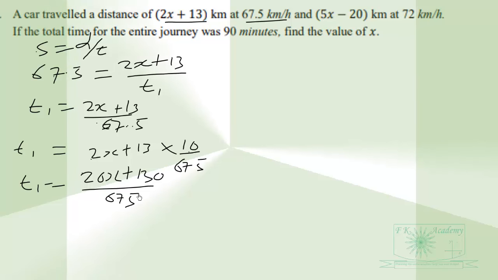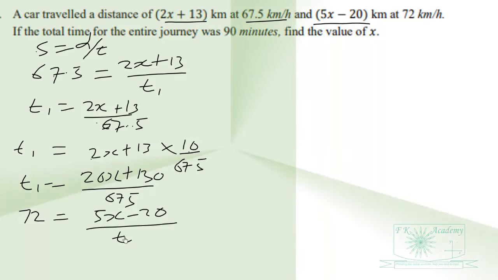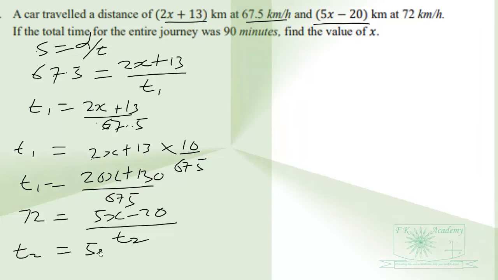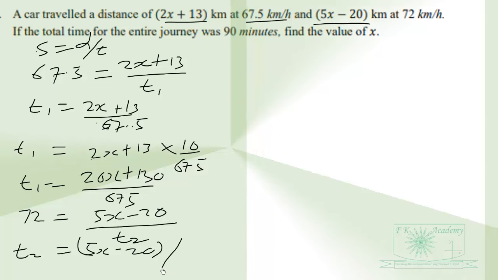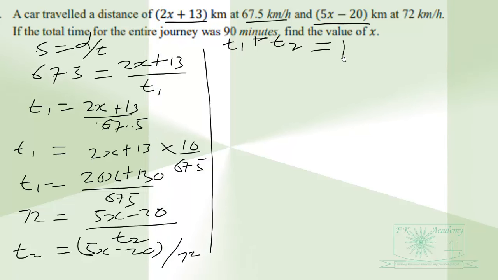Just to simplify it further, then we also have the car traveling at a distance of 5x minus 20 kilometers at 72 kilometers per hour. So 72 is equal to 5x minus 20 all over t2. So in a similar way, t2 will be equal to 5x minus 20 all over 72. So the total time taken will be t1 plus t2, and according to the question is 90 minutes. 90 minutes is 1 hour 30 minutes or 1.5 hours. So we are converting it to hours because the speed is given in hours.